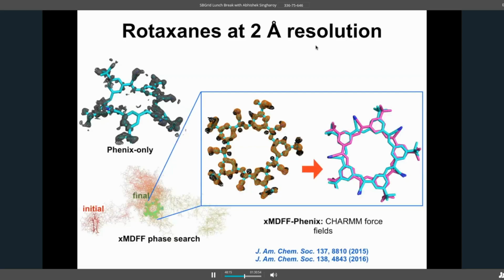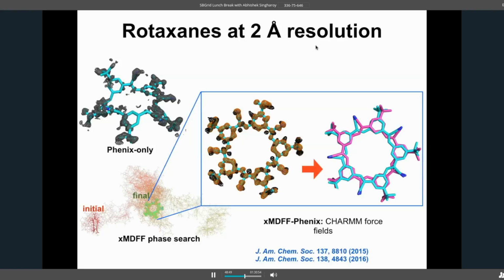So xMDFF allows another thing. Because xMDFF depends on force fields, you can also resolve abiological problems with xMDFF. You're not necessarily restricted to solving biological structures. So here's a structure of a macromolecule. It's called a Rotaxane. It's a molecular motor. Molecules like this were given the Nobel Prize in chemistry this year. So the Nobel 2016 chemistry went to Rotaxanes.